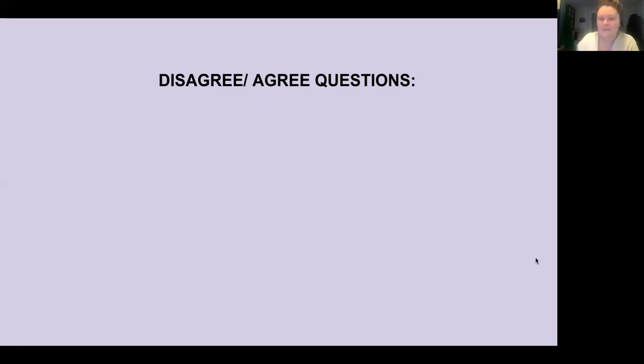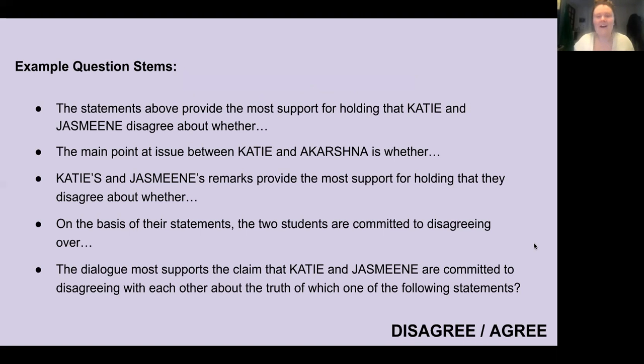So on disagree and agree questions, I came up with some fun example question stems for us. The statements above provide the most support for holding that Katie and Jasmine disagree about. The main point of issue is another way to look for them. Katie and Jasmine's remarks provide the most support for they disagree about. The two students are committed to disagreeing about. And disagree here could also be replaced with agree anywhere as well.